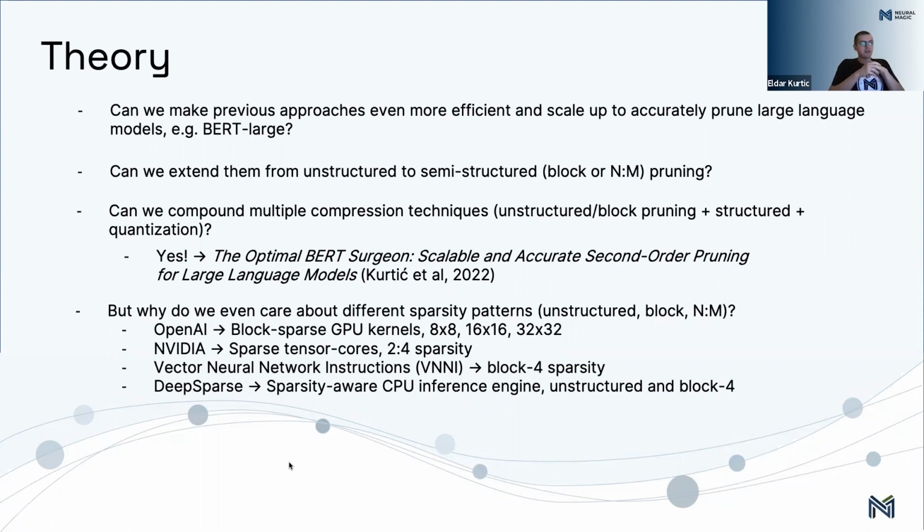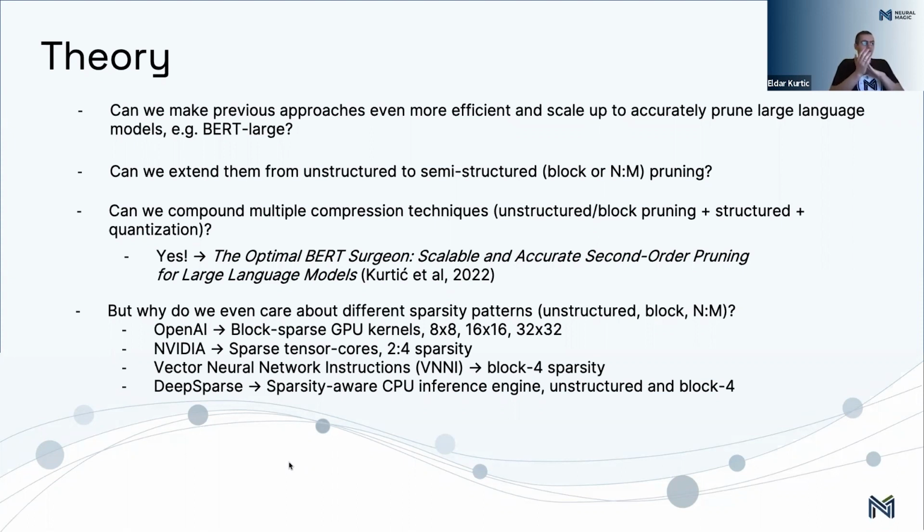Then NVIDIA also has sparse tensor cores, but in order to get any kind of speedup there, we need to prune our model in a 2-to-4 pattern, which means that in each block of 4 weights, we need to have 2 zeros and two standard dense weights. Then we also have the VNNI instruction set, which can provide us some speedups, but we need to prune our model in a block-4 way, which means that for each block of 4 weights, we keep it dense, or we have to prune it completely.